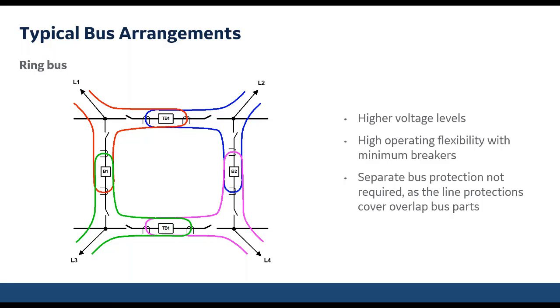Then we have, mostly at the transmission level or high voltage or extra high voltage levels, the ring bus arrangement. It offers high operational flexibility with the minimum number of breakers. So in this case, if I wanted to take an outage on line 1, I could open breaker B1 and TB1, isolate line 1, and still have the other lines in service. If there was a disconnect switch on the line side of line 1, I can then open that disconnect switch, close the 2 breakers, and maintain the ring back together.